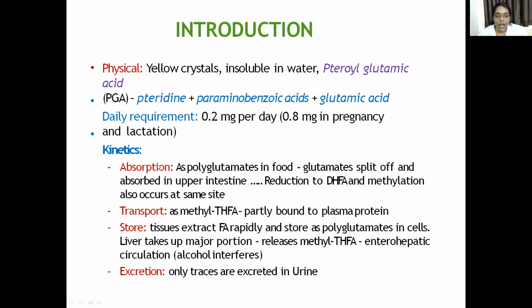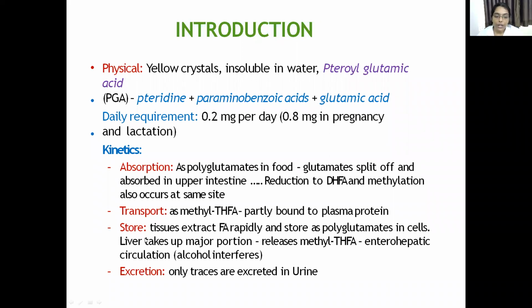Kinetics, absorption. Folic acid is present in the food as polyglutamates. The glutamate residues are split off in the upper intestine, and reduction to dihydrofolic acid and methylation also occur at the same site. Then how is it transported? It is transported in the blood as methyl tetrahydrofolic acid, which is partly bound to the plasma proteins.